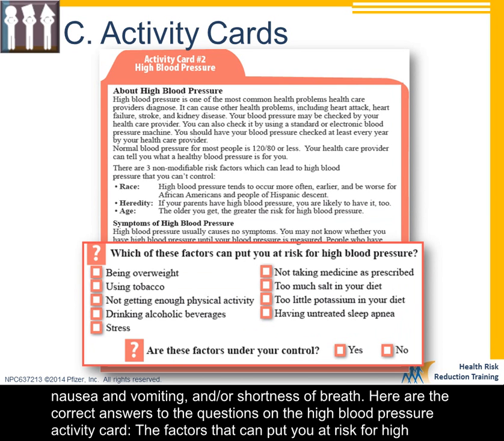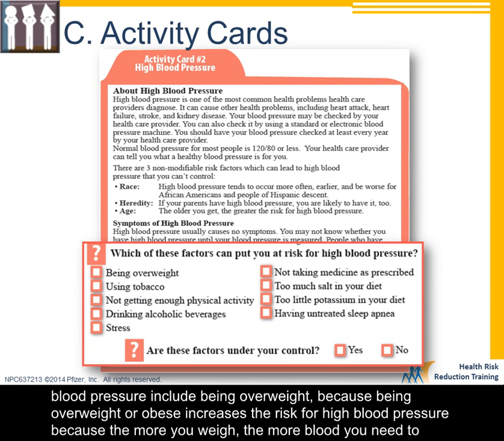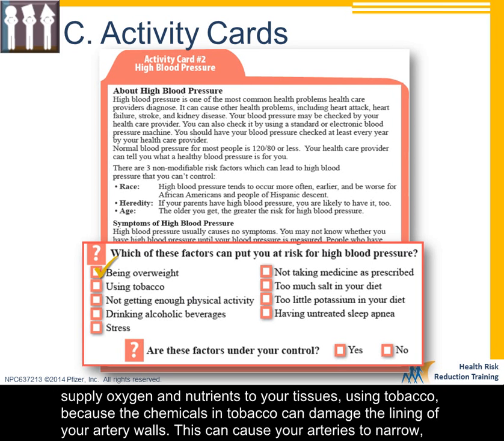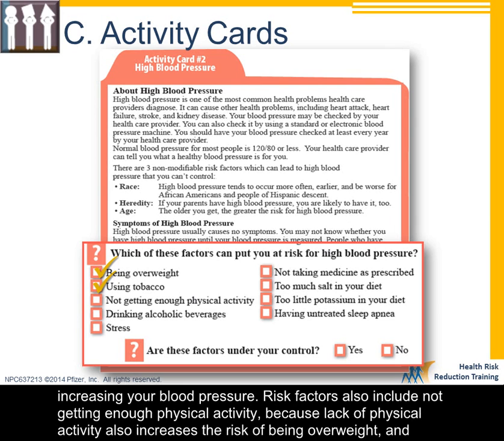The factors that can put you at risk for high blood pressure include being overweight, because being overweight or obese increases the risk for high blood pressure because the more you weigh, the more blood you need to supply oxygen and nutrients to your tissues. Using tobacco, because the chemicals in tobacco can damage the lining of your artery walls. This can cause your arteries to narrow, increasing your blood pressure.